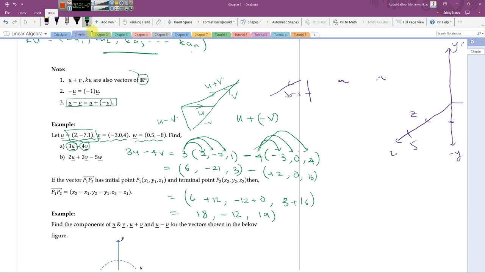Oh, I made a mistake here. You see, this minus into plus is negative, so this will be minus 16, so it is supposed to be negative 13, right? We are just adding or subtracting the corresponding elements. Now we will move to the B part.